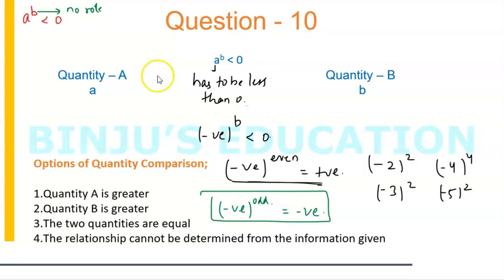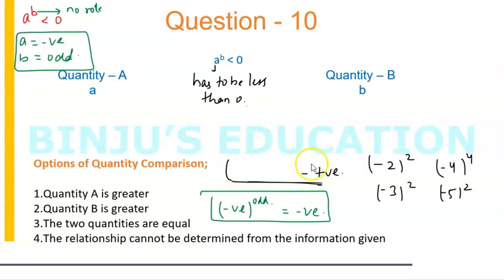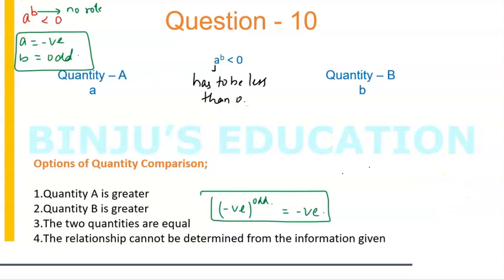So we can conclude basically that a is negative and b is odd. This is our conclusion. But if a is negative and b is odd, do we have a specific relationship between them? Like for example, I can say that a is minus 5, b is 7. This is also a negative number. I can say a is minus 5, b is also minus 5.